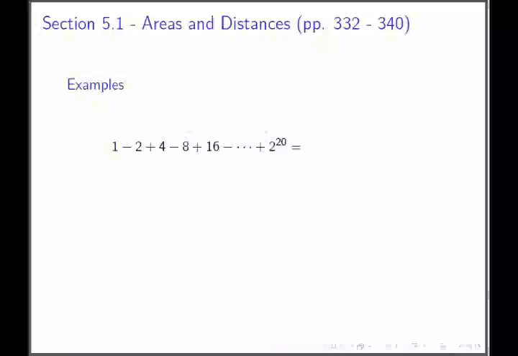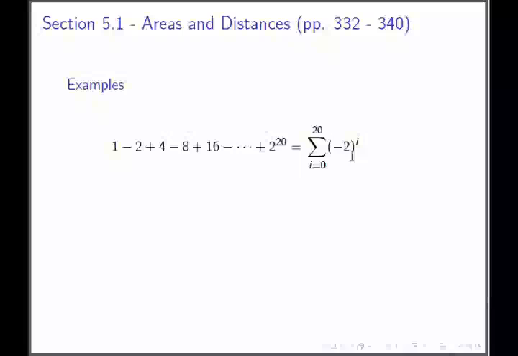Okay, let's do another one. This time I have an alternating signs sum. What's the pattern here? Let's see, 1 minus 2 plus 4 minus 8. I'm noticing that 2, 4, 8, these are doubling each time, except that I'm also alternating signs. So I'm actually multiplying by -2 from one term to the next. Which means that actually what I'm doing is I'm summing up the terms (-2) to the i.